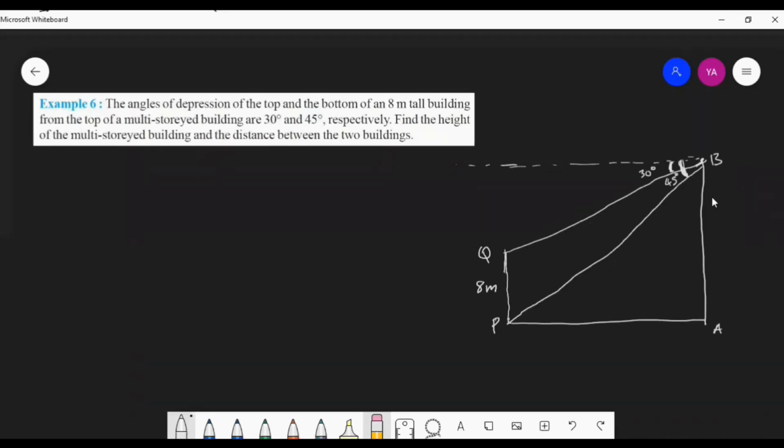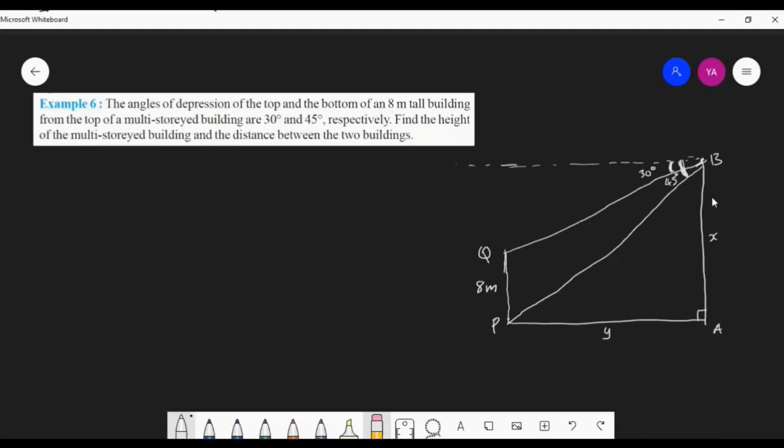So we have made the picture and we have given the names. Now the question is to find the height of the multi-storied building and the distance between the two buildings. So AB, we want to find AB and also AP. So you can give some names X and Y. So we can apply trigonometry ratios to find X and Y in these two. How many right triangles are there?